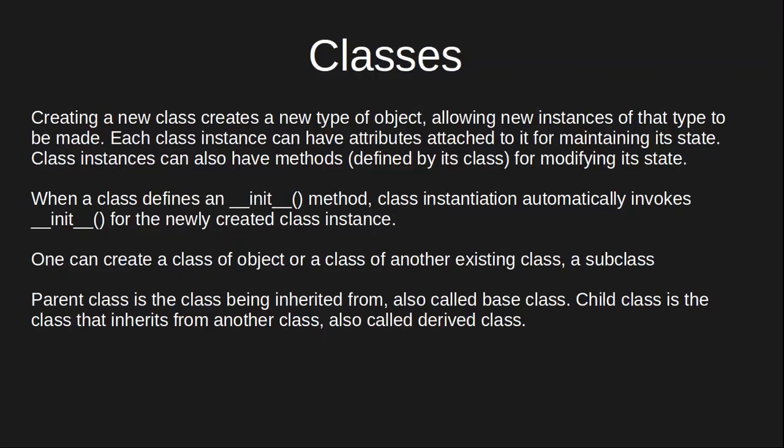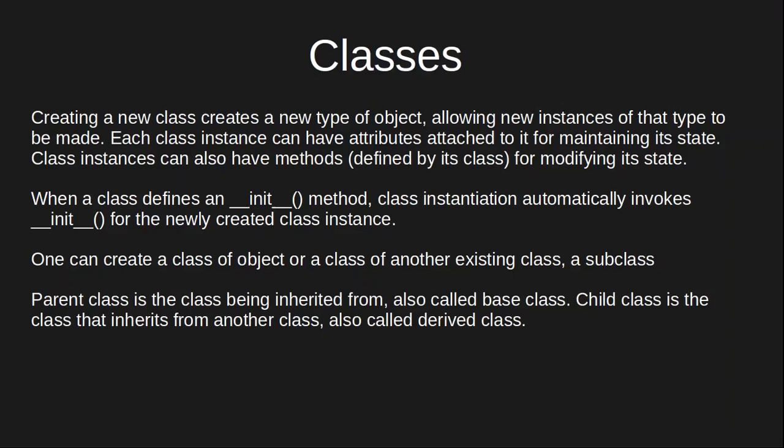Creating a new class creates a new type of object, allowing new instances of that type to be made. Each class instance can have attributes attached to it for maintaining its state. Class instances can also have methods for modifying its state. When a class defines an init method, class instantiation automatically invokes the init method for the newly created class instance.